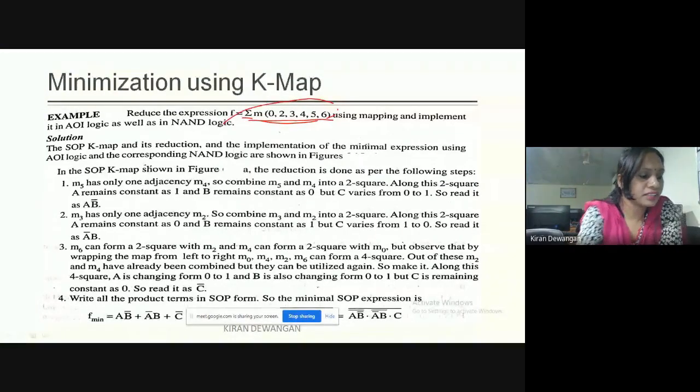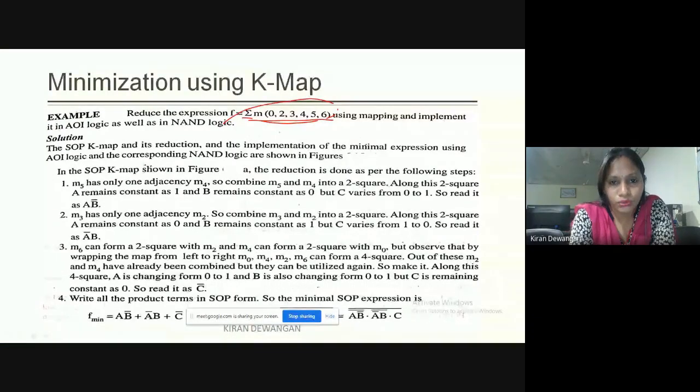Everyone who had the doubt yesterday about how, by the min terms, we can find out that the function is a 3-variable or a 2-variable or a 4-variable function: by the min term numbering present in the function, we can find out that the function is either a 3-variable or a 4-variable. Clear? Is the concept clear, everyone? Anyone who is not clear? It's clear, right? See, here it is mentioned 0, 2, 3, 4, 5, 6.